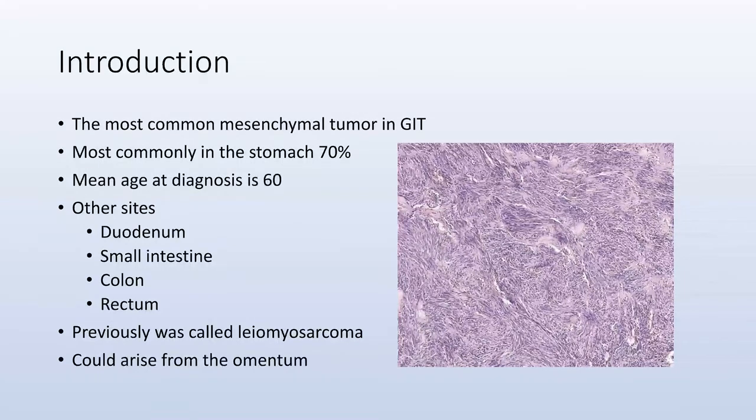As I said, it was previously called leiomyosarcoma until recently, and I will explain in the next slide why. The lesion usually arises from the wall of the stomach, but they could primarily arise from the omentum or the peritoneal cavity. That does happen in exceptional situations, such as the Carney triad. I'll explain that to you if I have a minute later on.